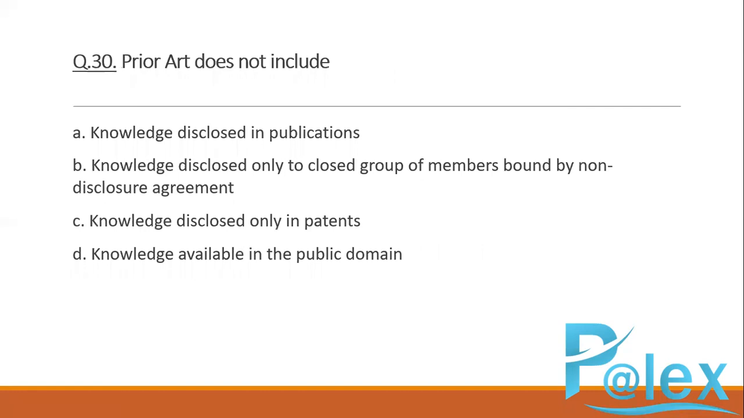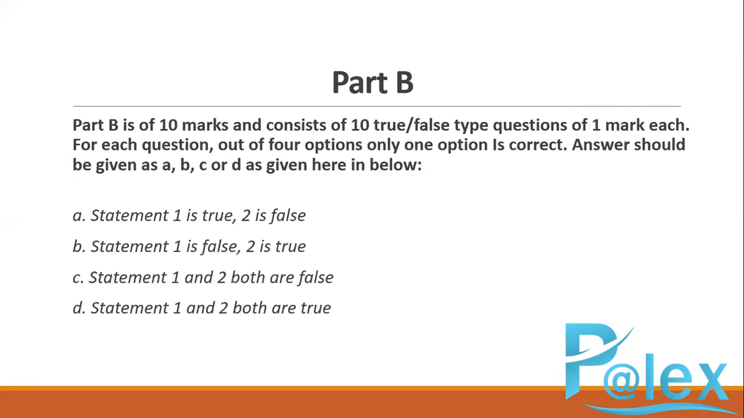Question 30, prior art does not include knowledge disclosed in publication. Yes, it is a prior art. Knowledge disclosed only to a closed group, bound by NDAs, non-disclosure, also called confidential disclosure agreements. This is the correct answer, because all others, the one disclosed in a patent, the one available in the public domain, the one in publication, all is a prior art. So question 30, the right answer is B.